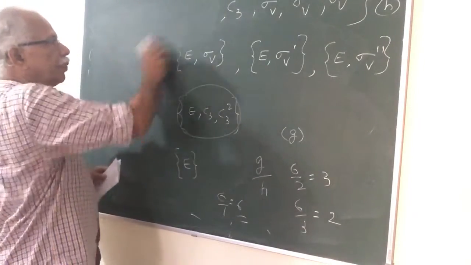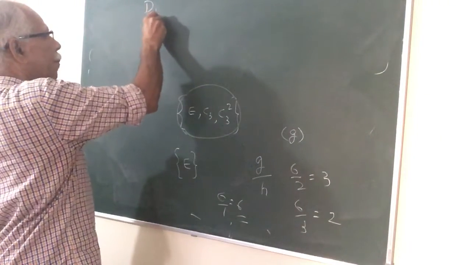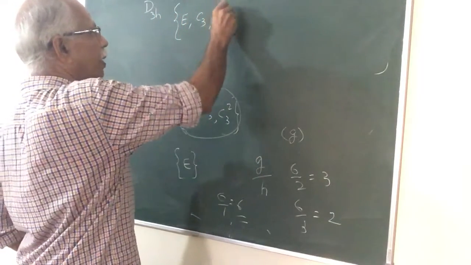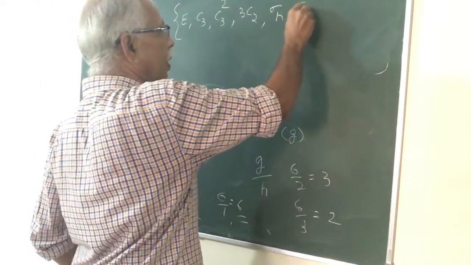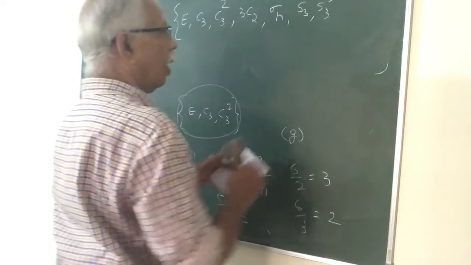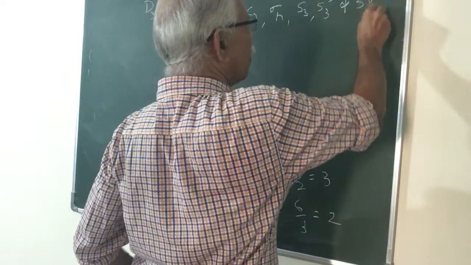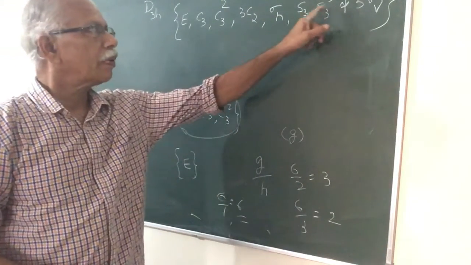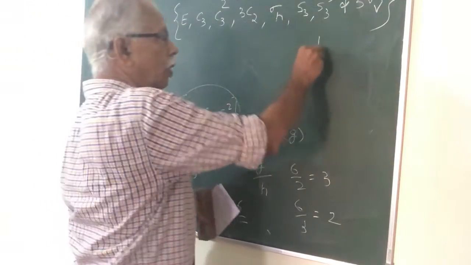Another example, think of a D3h group. D3h group has identity, C3, C3 squared, 3 C2, sigma h, S3, S3 to the power 5, and 3 sigma v. A total of 12 operations.